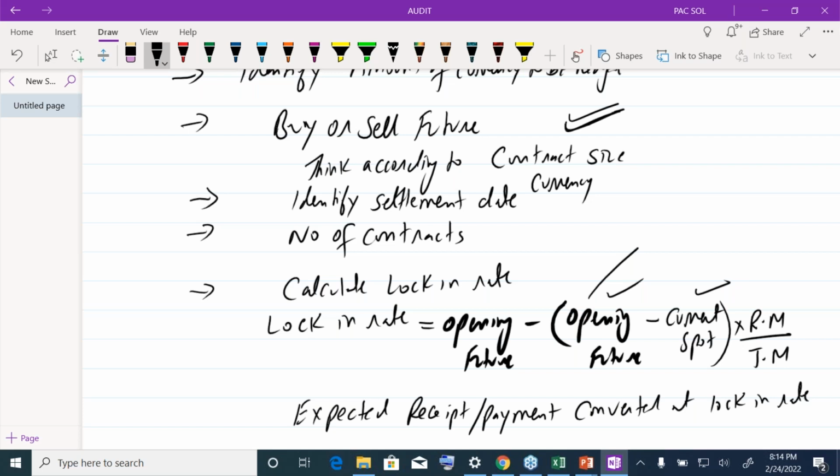Examiner can use another method to calculate the lock-in rate. Don't worry about that. But this method can be applicable, you can use this method, and it will be applicable in every question. Lock-in rate and closing future are not the same. I'm talking about the lock-in rate. Remember one thing, in currency future, you will always calculate the lock-in rate. You will not calculate the closing future. However, in interest rate questions, you will be calculating the closing future.